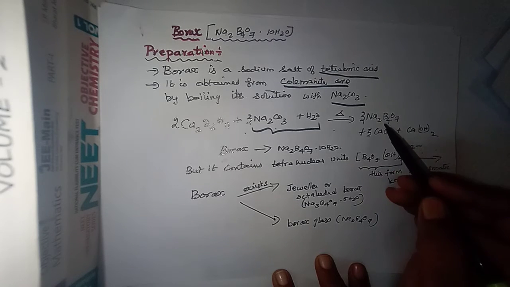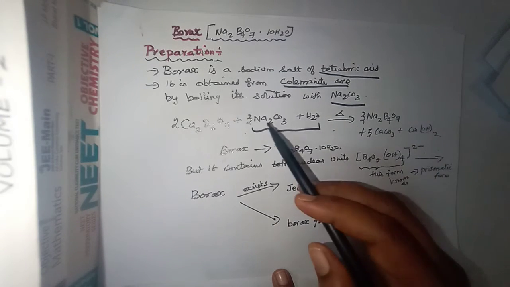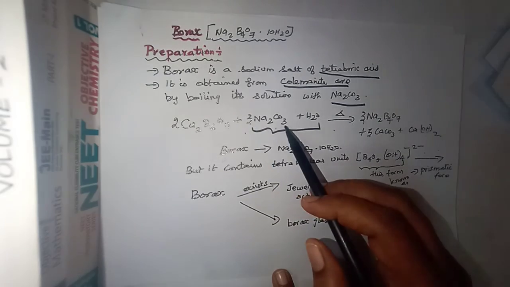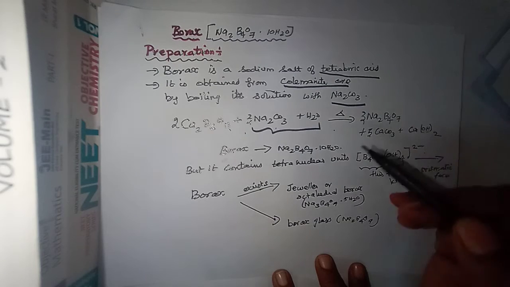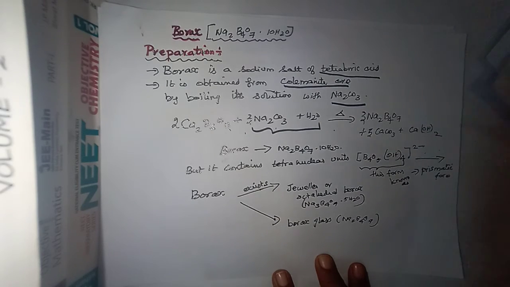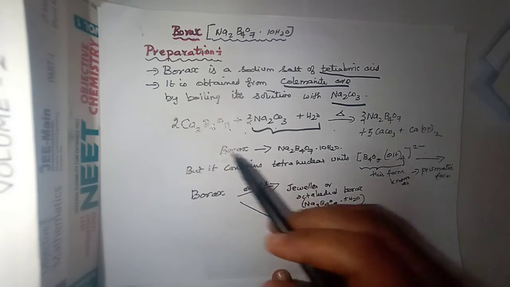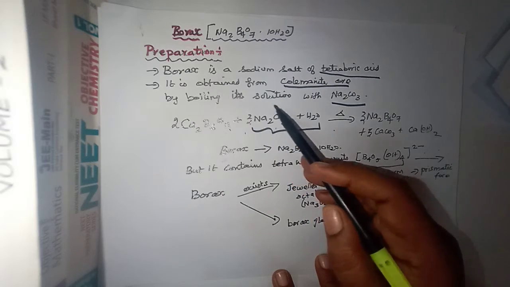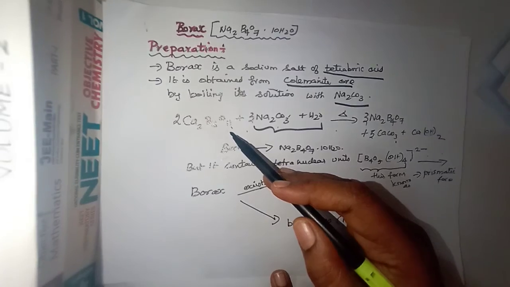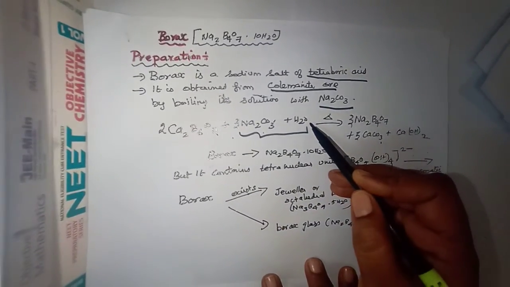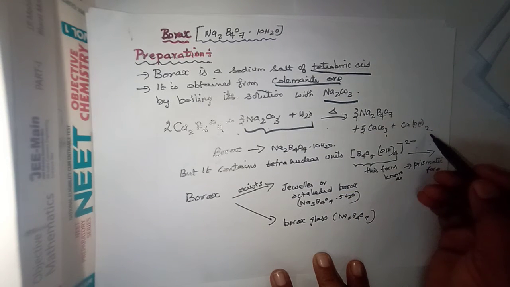So 3 Na2B4O7. Here oxygen is 21. How many oxygens are there here? Here it is 22, there it is 21, so one more oxygen is there. How many calciums are there? 4 calcium, so 3 CaCO3. Take all the carbonate, 3 carbonate, 3 CaCO3. One more oxygen is left out. With 2 hydrogen, combined with the left out oxygen, 2 hydrogen and 2 oxygen form calcium hydroxide.